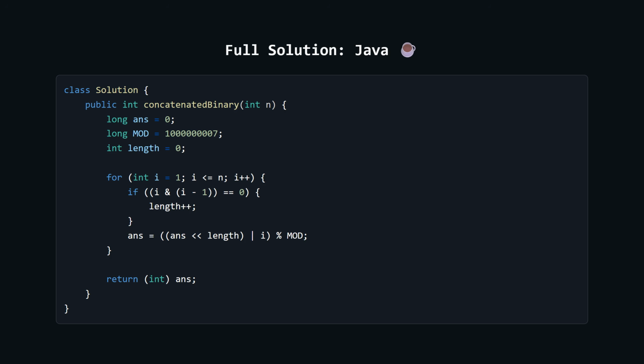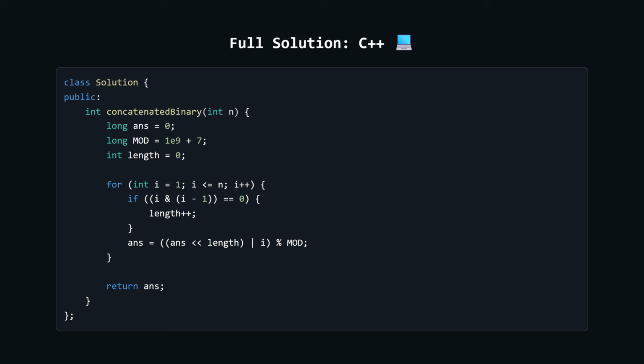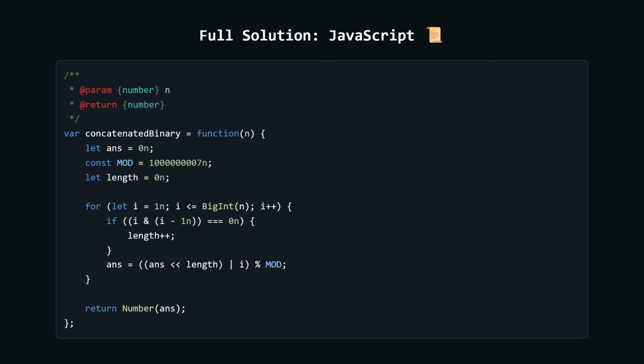Here is the full solution in Java. Notice we use a long for the answer variable to prevent integer overflow before the modulo happens. Next up, here is the C++ version. Very similar structure to Java, again making sure to use a long type for our running total. And finally, here is the solution in JavaScript. We have to use BigInt here. Standard JavaScript numbers lose precision with large bitwise operations, so BigInt ensures our math stays perfectly accurate before we return it as a regular number.